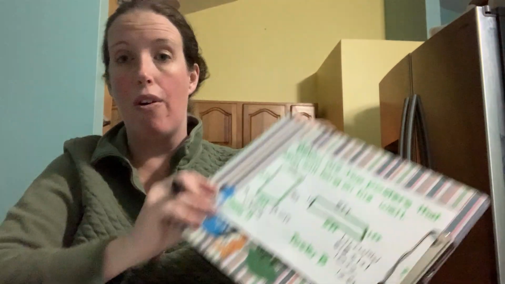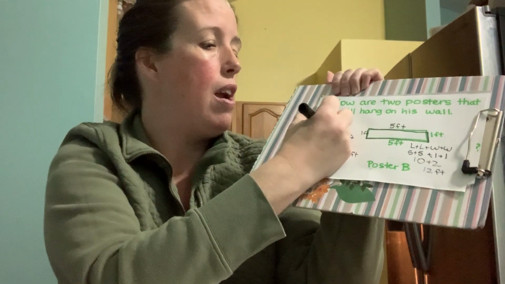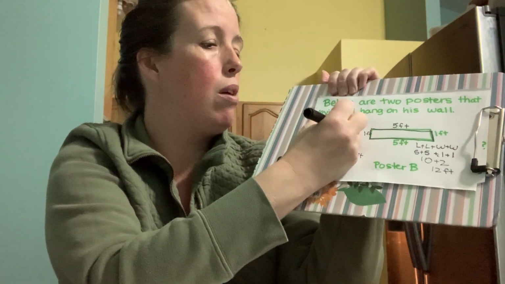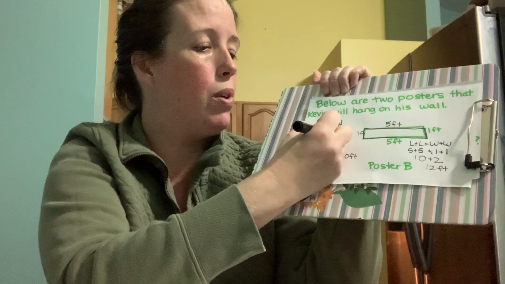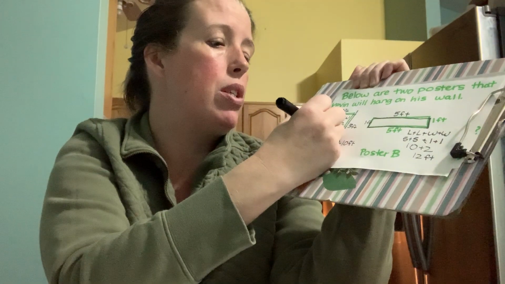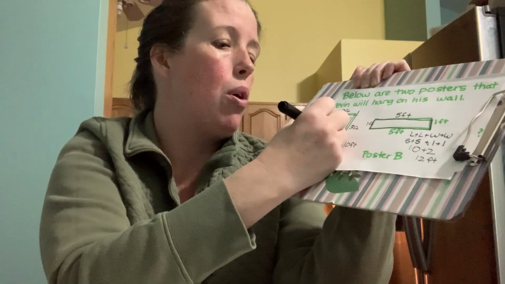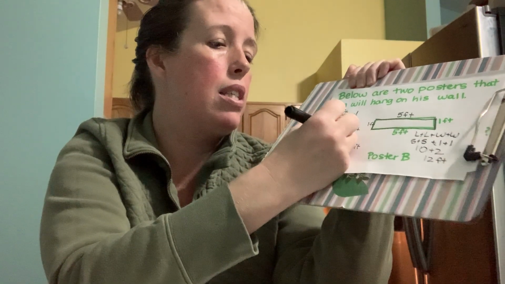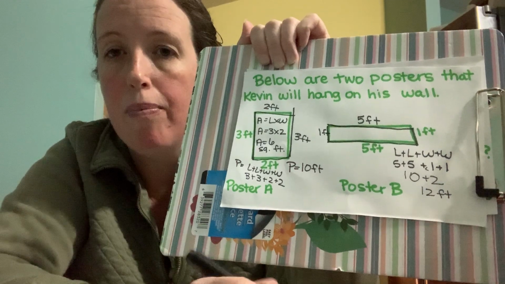So let me find the area of each poster. Area equals length times width. So area equals 3 times 2 for poster A. 3 times 2 is 6. So poster A is 6 square feet.